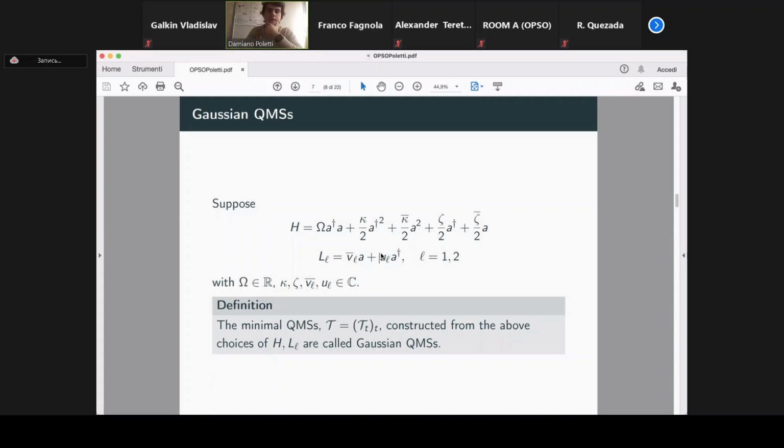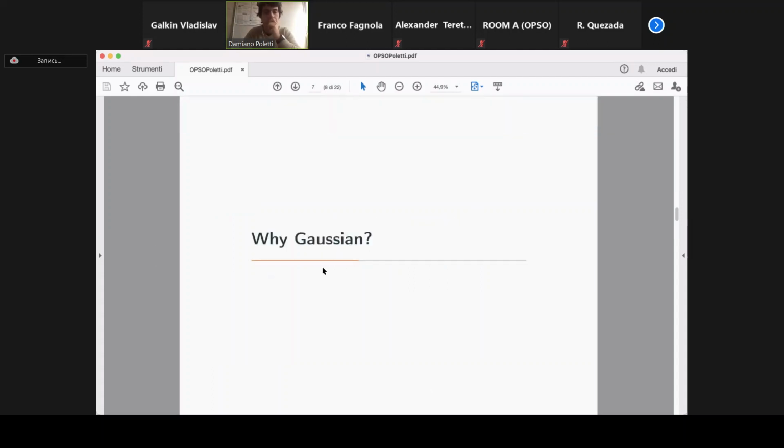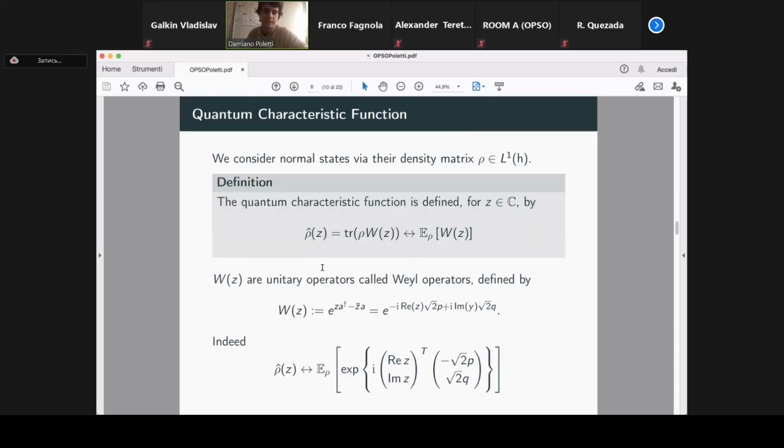Okay, so now that we've introduced them, why are they called Gaussian? In order to answer this question, let me first look at the quantum characteristic function, something that is related to states. We consider normal states, so density states that have a density matrix, which is of course a trace class operator. The quantum characteristic function is defined for all complex numbers z by this expression, rho hat, which is the trace of rho against an operator.